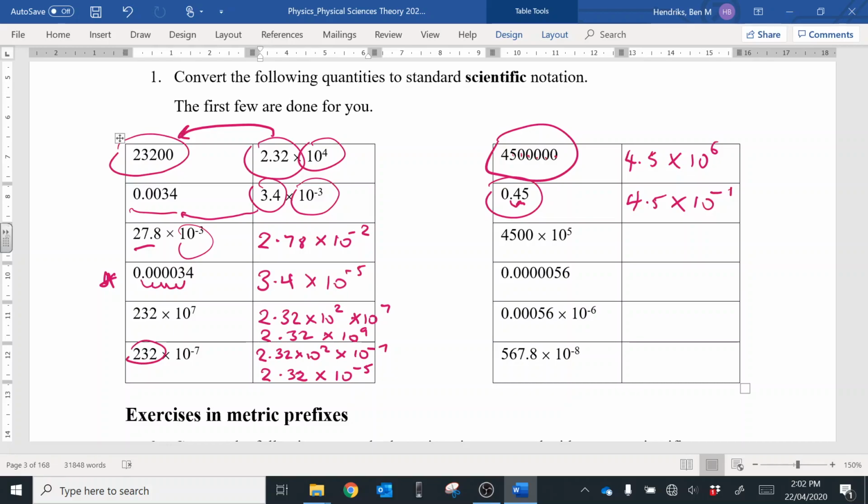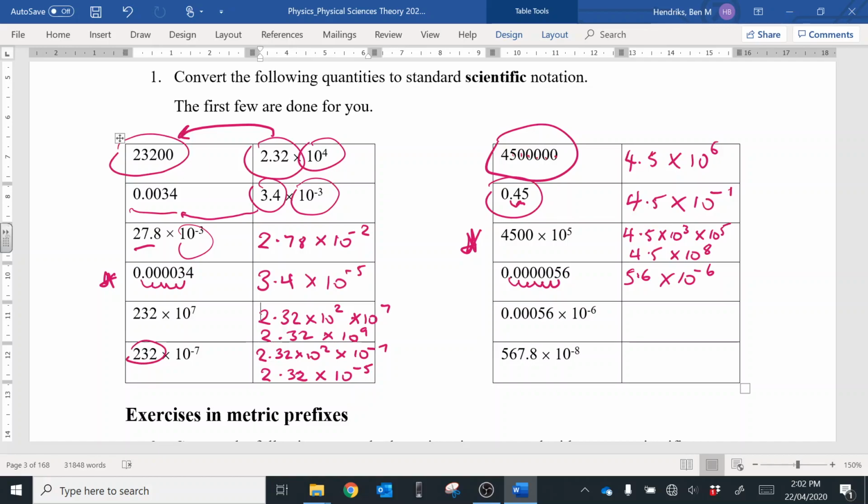Let's keep going with these ones over here now. We've got 4,500 times 10 to the 5. 4,500 is 4.5 times 10 to the 3, then times 10 to the power of 5, so that's 4.5 times 10 to the 8. This one here, we've got 5.6 times 10 to the power of 1, 2, 3, 4, 5, 6, so negative 6.